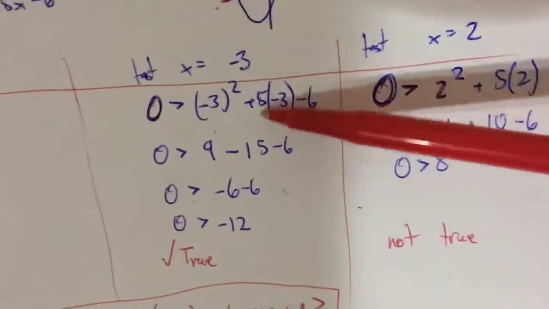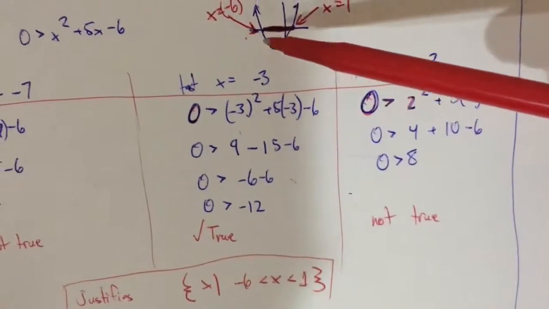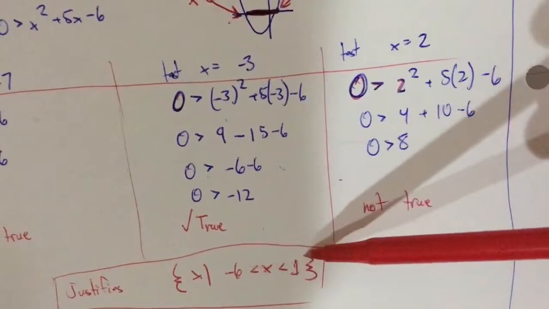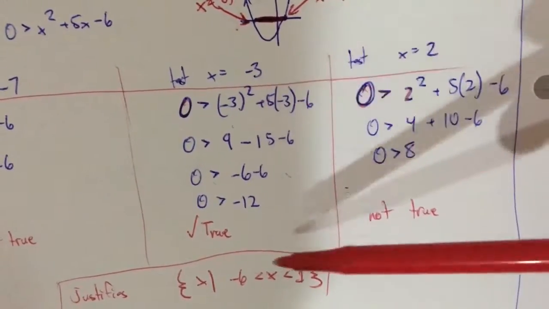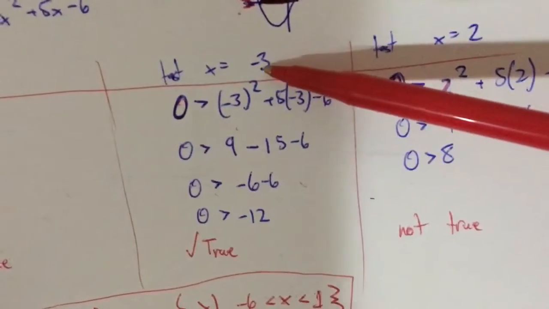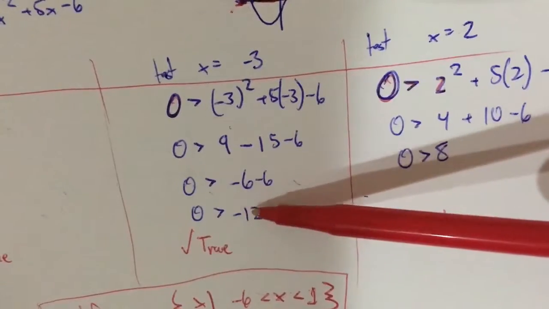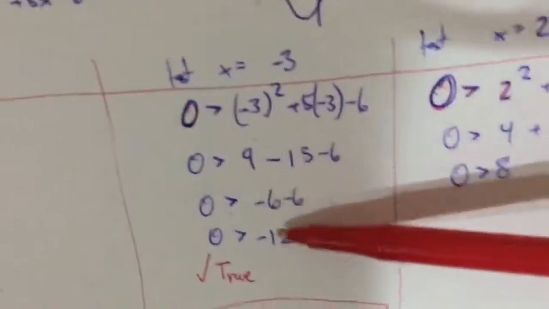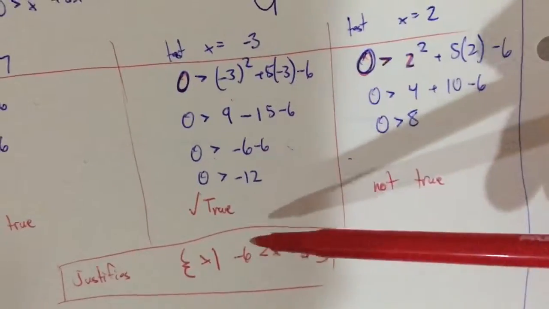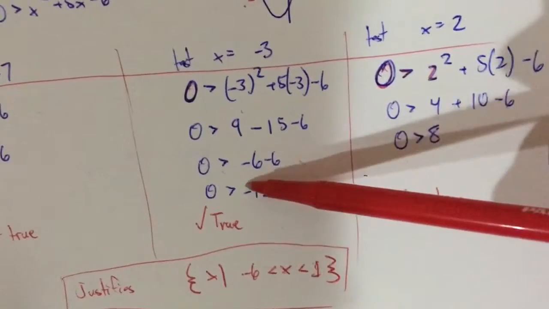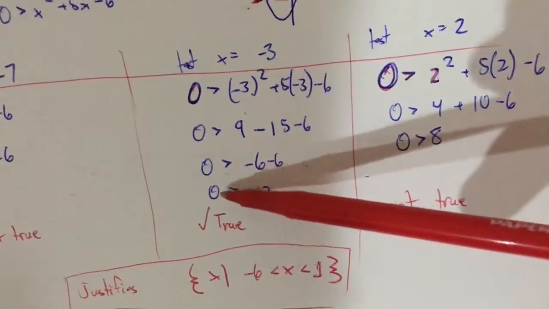Now let's test it again. I'm claiming that all the numbers have to be between -6 and 1, so I put in a value that's actually between -6 and 1, like -3. When I plugged it into the equation, look what I get. I get 0 is greater than -12. Is that true? Yes, it is absolutely true. So that just justifies what I said earlier. Any value that's between -6 and 1 will give me y values that are less than 0.